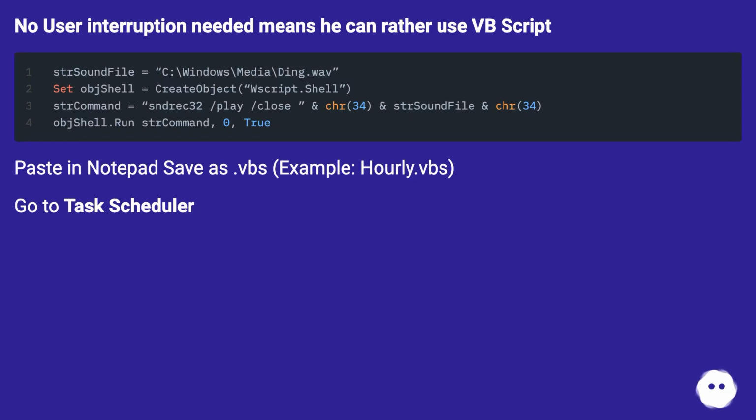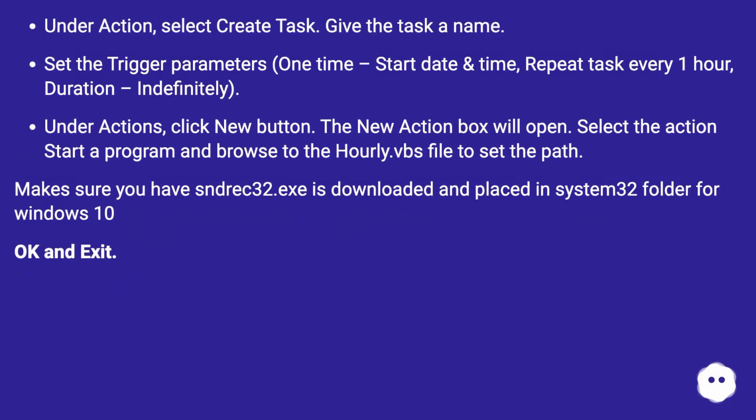Go to Task Scheduler. Under Action, select Create Task. Give the task a name. Set the trigger parameters: one time, start date and time, repeat task every 1 hour, duration indefinitely. Under Actions, click the New button. The new action box will open. Select the action Start a Program and browse to the hourly.vbs file to set the path. Make sure you have Sndrec32.exe downloaded and placed in the System32 folder for Windows 10. OK and exit.